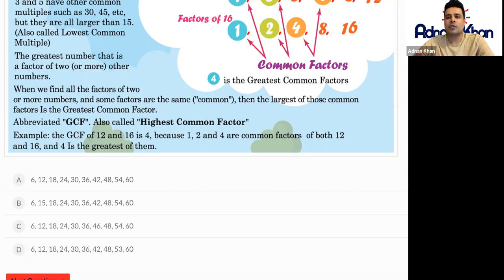So 4 is actually the biggest number, the greatest number from the list of numbers that can actually divide into 12 and 16. And that's why we call 4 the highest common factor. You can also call it greatest common factor as well, but the term highest common factor is more popularly used. So in this case, let's look at the questions one by one, see what we're doing.